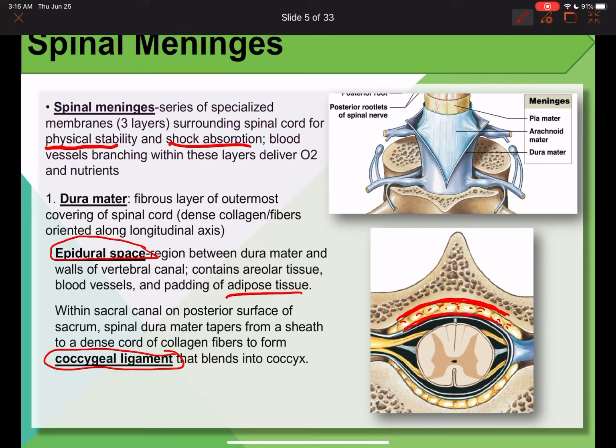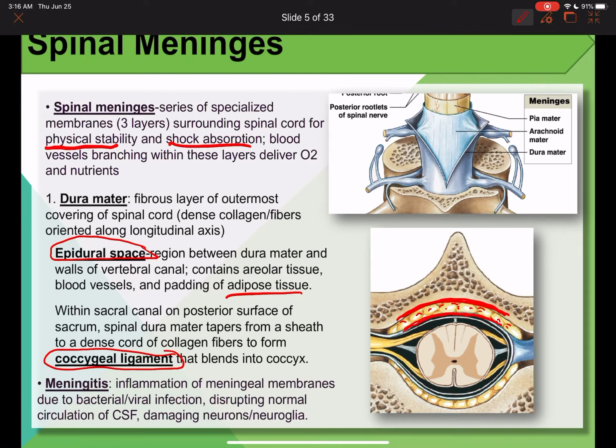And this will hold and anchor down the spinal meninges, which allows it to act like a seat belt for the spinal cord. It makes sure it doesn't swerve off to the side or anything like that within the vertebral column, within the vertebral foramen of the vertebral bones.